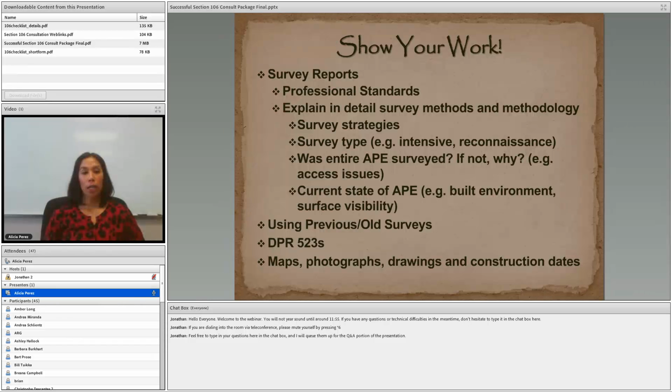And of course, again, you want to provide information on the current state of the APE. So was it built environment? Was there poor surface visibility? And again, if you're using a previous or old survey, just justify why it's still valid for identifying historic properties. And when you submit your 523 forms with your report, please make sure that they are complete. You can also submit maps, photographs of your survey area or APE, and drawings and construction dates are, of course, always welcome for built resources.